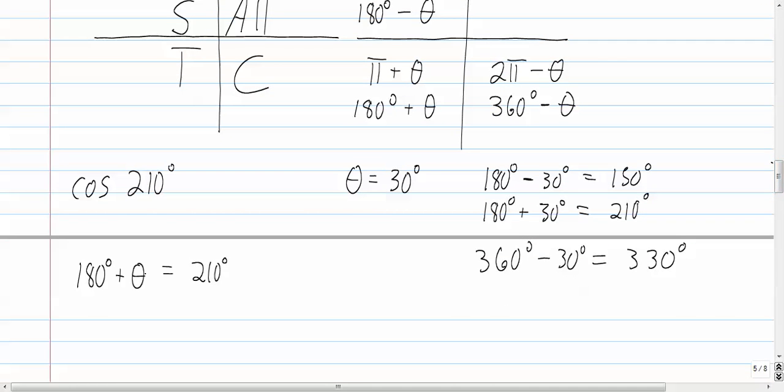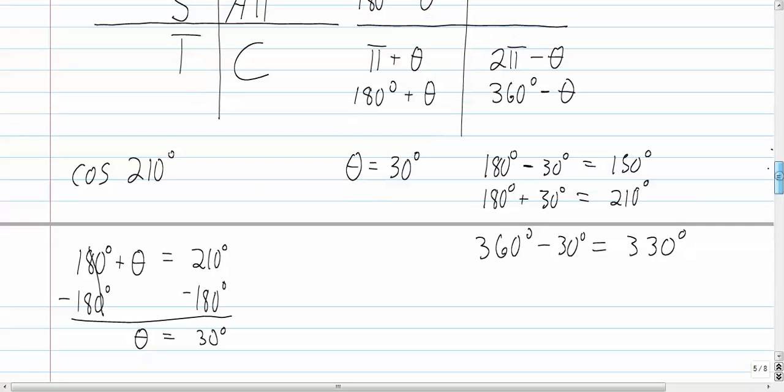So if I solve for theta, I have to subtract 180 degrees from both sides of the equation. And I get theta is equal to 30 degrees. So that means the reference angle for 210 degrees is 30 degrees. Now, which point do we associate with 30 degrees or pi over 6? Square root of 3 over 2, 1/2. This is for 30 degrees.